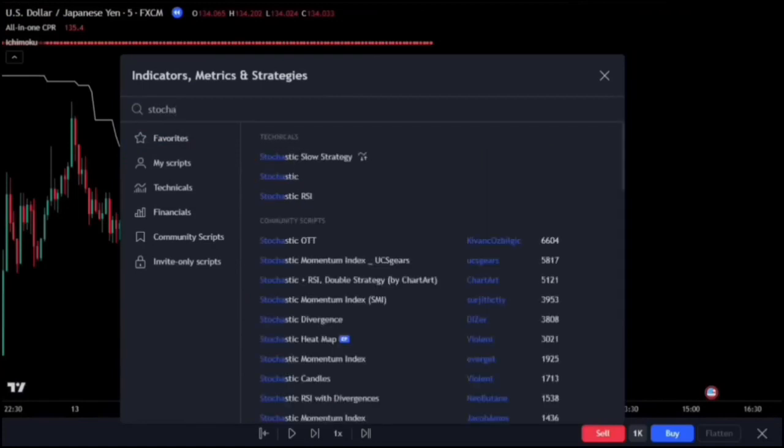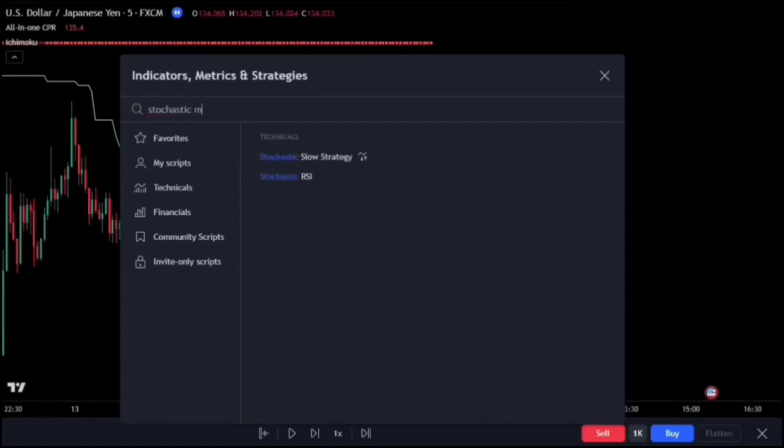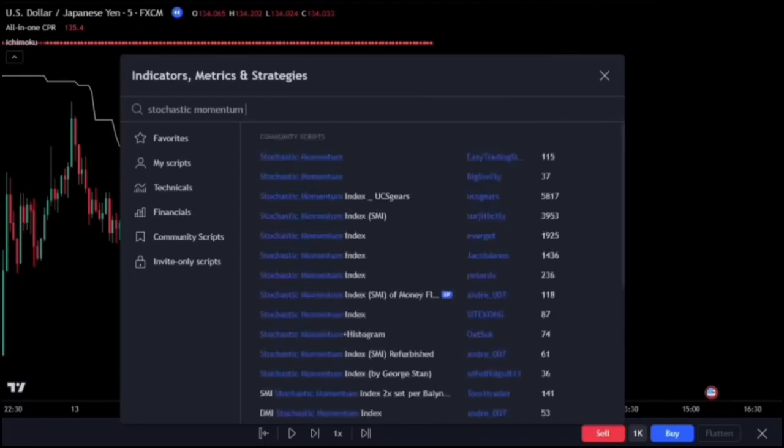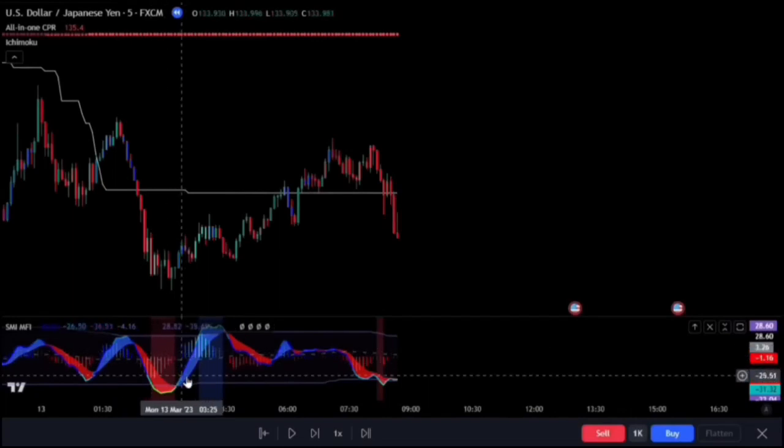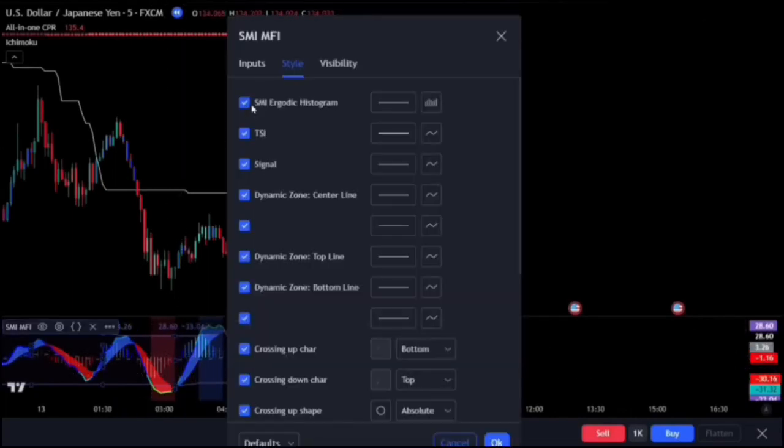Search for the Stochastic Momentum Index of Money Flow Index and add it to the chart. This one right here by Andre 007. Follow the exact preset that was created for this indicator.